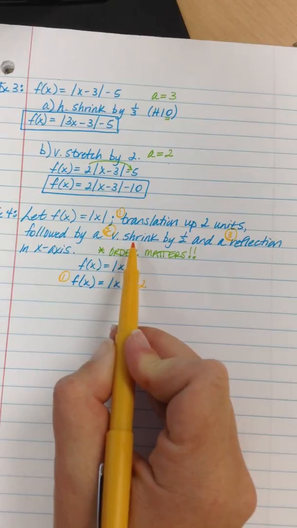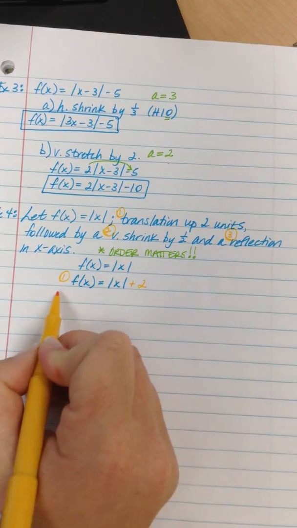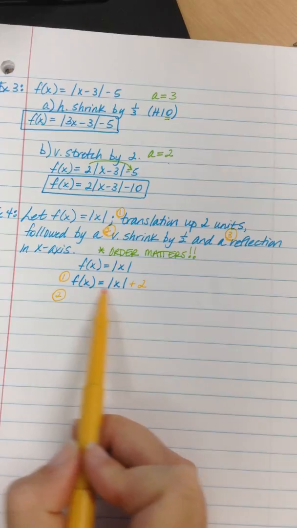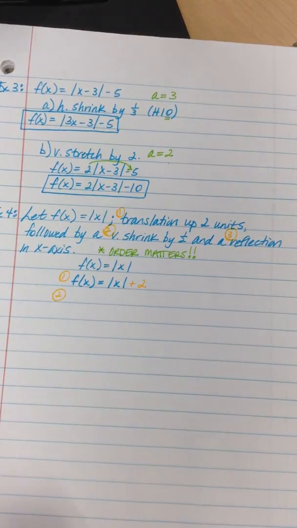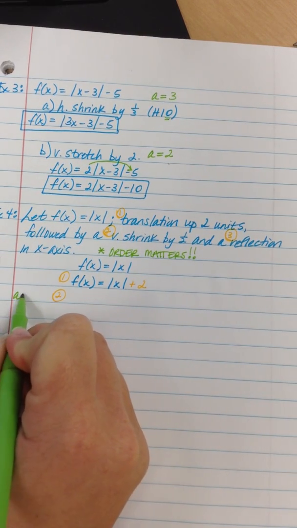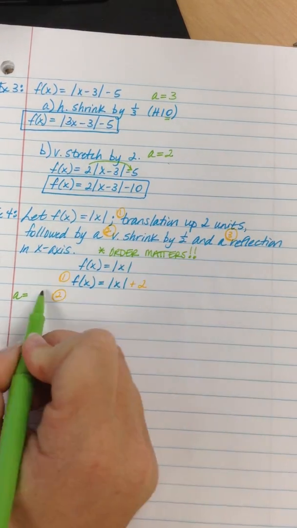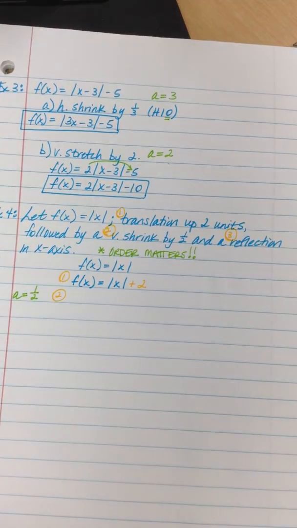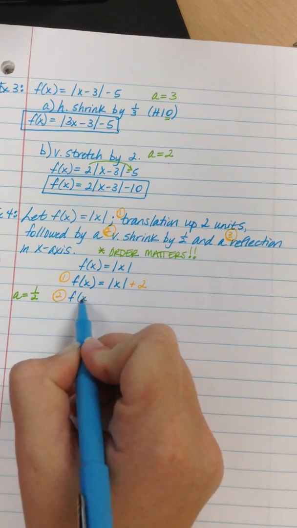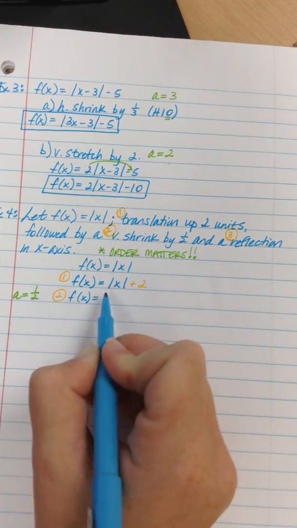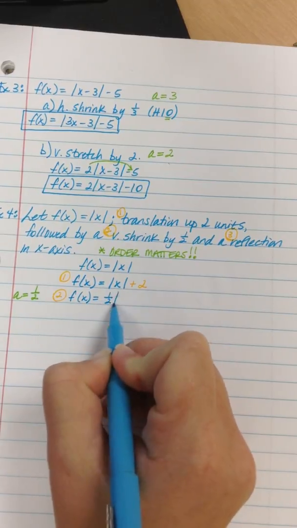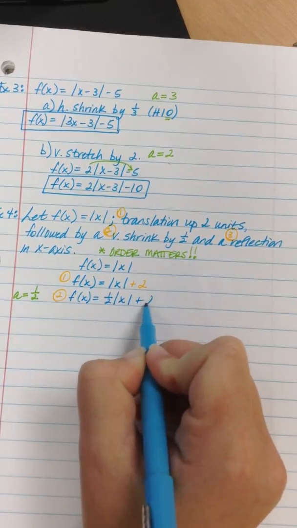The second thing they wanted was a vertical shrink by 1/2. So number 2. I'm working with this equation now, and I need a vertical shrink by 1/2. Verticals are normal. Remember, with verticals and horizontals, we need to identify our A. They told us it was 1/2. Again, verticals are normal. The A is 1/2. And with verticals, those go literally out in front. So f of x equals my 1/2 is going to go out in front. Absolute value of x plus 2.